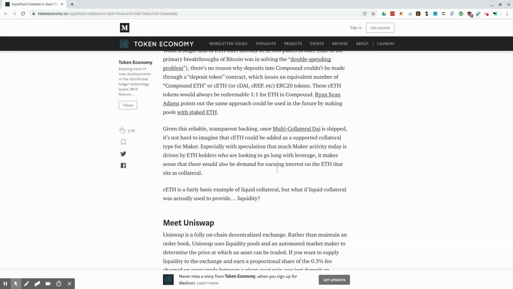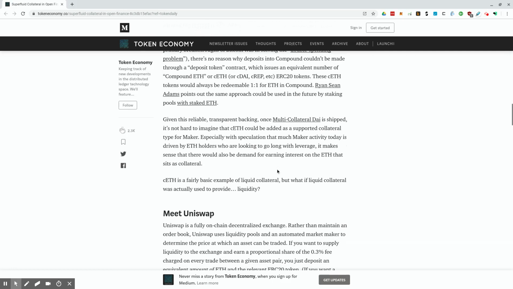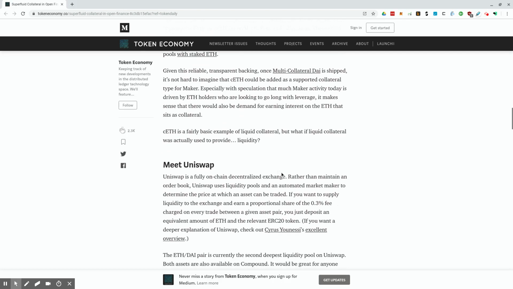Given this reliable, transparent backing, once multi-collateral DAI is shipped, it is not hard to imagine that CETH could be added as a supported collateral type for Maker, especially with speculation that much Maker activity today is driven by ETH holders who are looking to go long with leverage. It makes sense that there would also be demand for earning interest on ETH that sits as collateral. CETH is a fairly basic example of liquid collateral, but what if liquid collateral was actually used to provide liquidity?